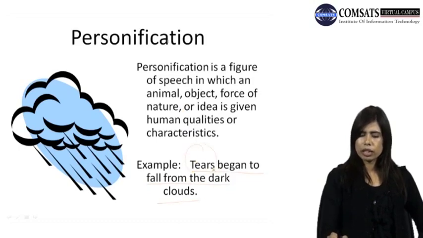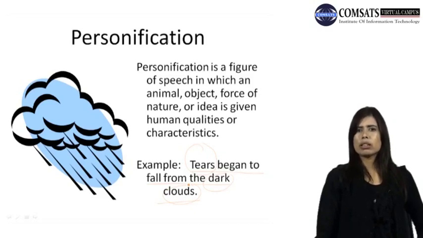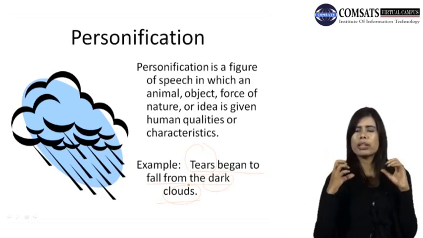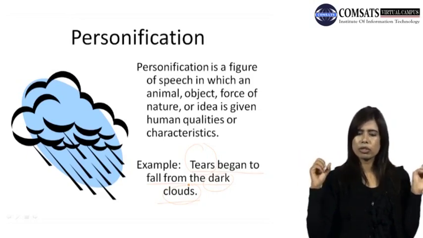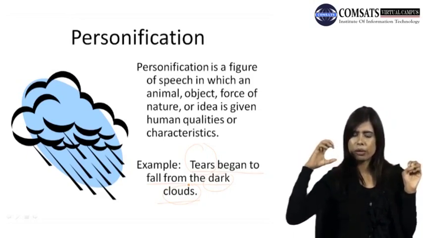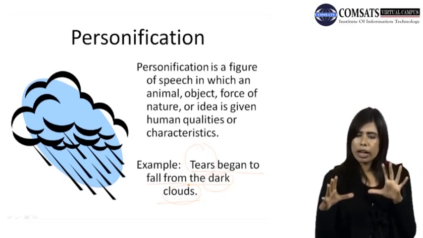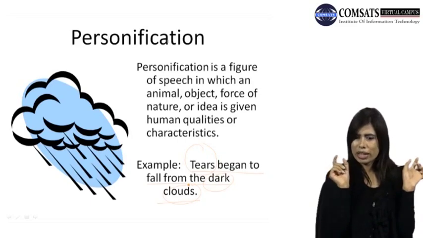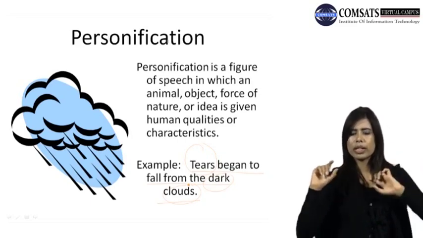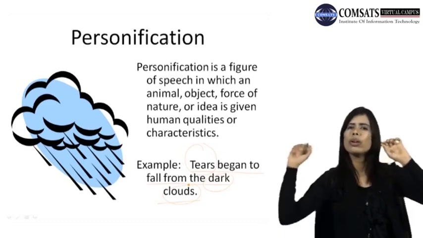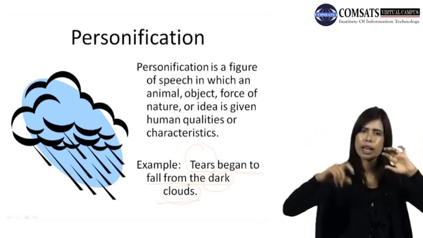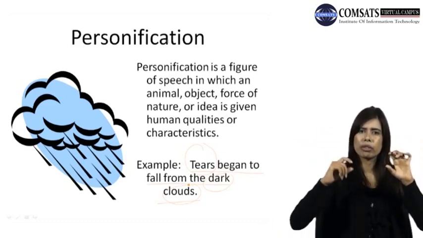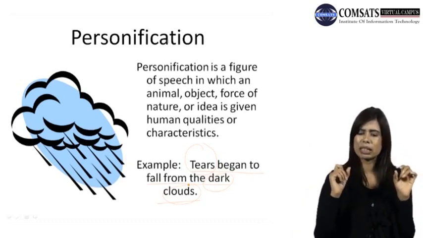Fine. Obviously tears are something which come out from the eyes, not from the dark clouds. Fine. So basically the idea is that of rain. Okay. So look at the definition of the word personification, in which an animal, object, force of nature or idea is given human qualities. So the dark clouds have the quality of crying or weeping. So basically this is personification. Fine.